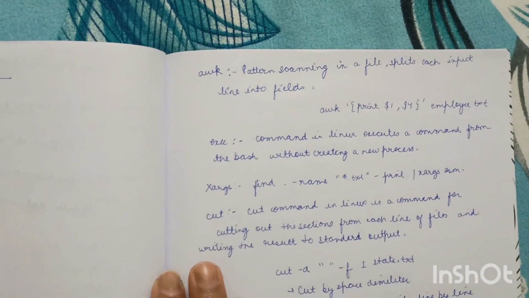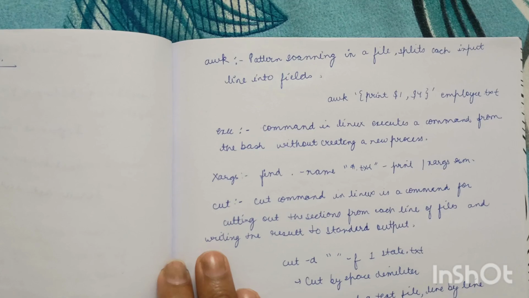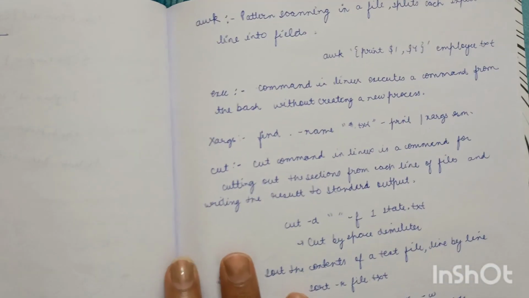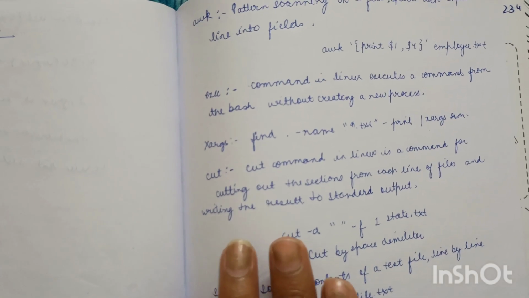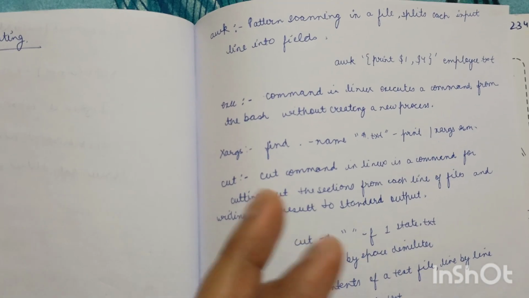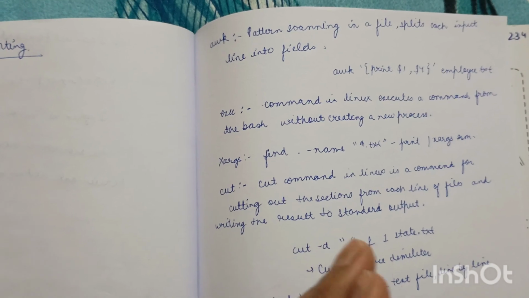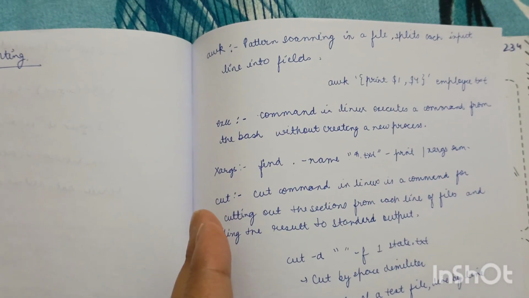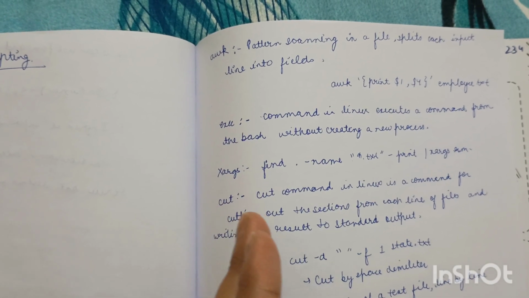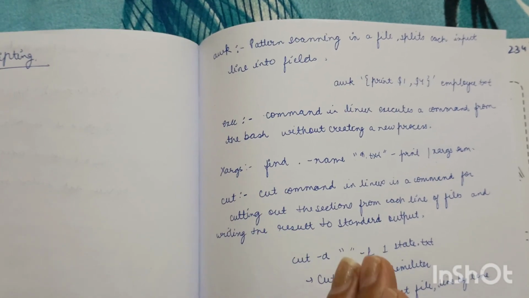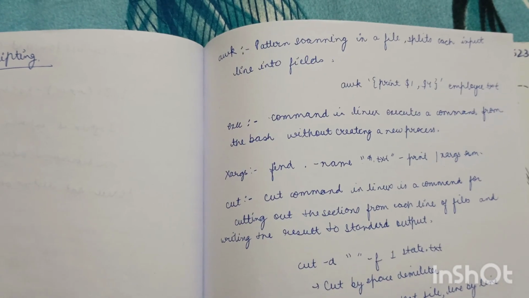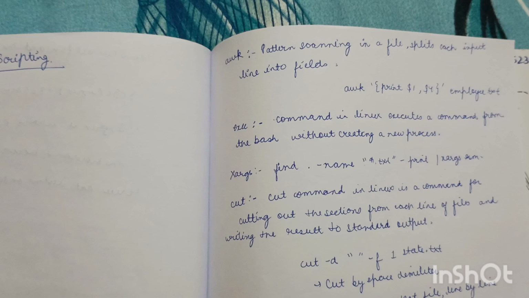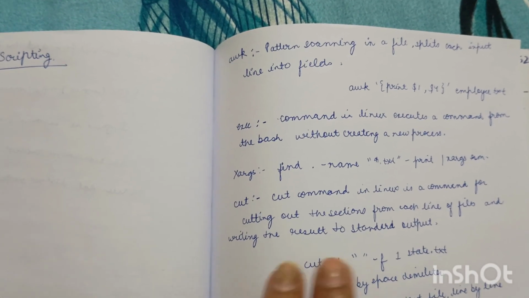Then awk. Awk means pattern scanning in a file. It splits each input line into fields. So if there is a line in our text file, like the first line, this is Sakshi Gautam, it will split this into $1, $2, $0, like this. So we can fetch that particular field for a particular character or particular line.